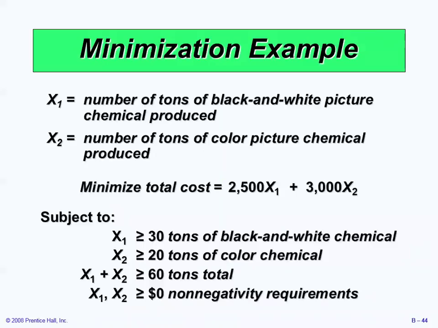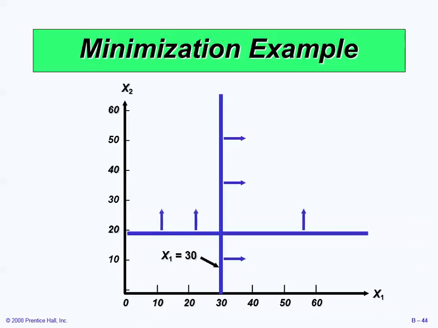The second constraint is x2 greater than or equal to 20. Now that's a horizontal line. When I have the form x1 equals constant, that's a vertical line. If I have the equation of the form x2 equals constant, that's a horizontal line. So we'll have a horizontal line at 20, and it has to be above that horizontal line. So to the right of the vertical line at 30, and above the horizontal line at 20.